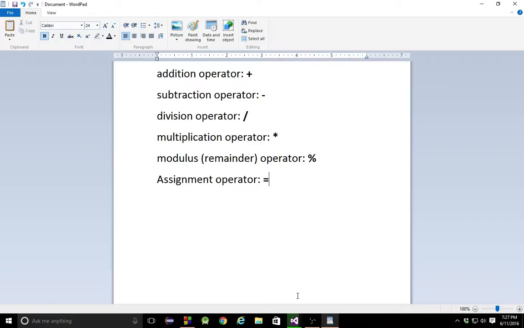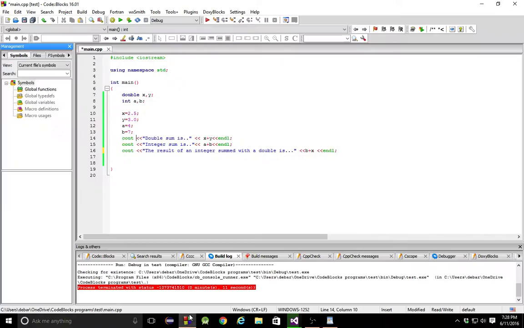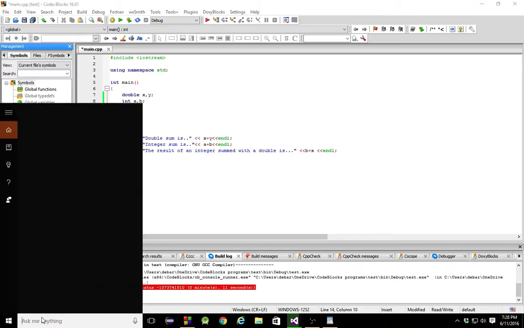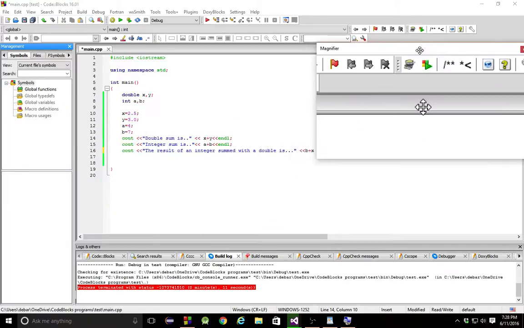Assignment operator is simple. We've been using it for a while. We just set a variable equal to a value or something like that. Okay, so let's get a magnifier here. If I could just, there we go.